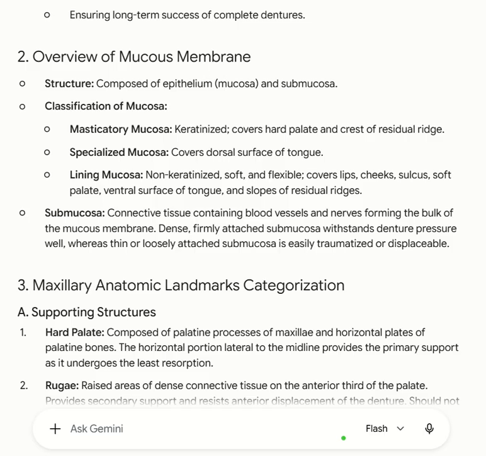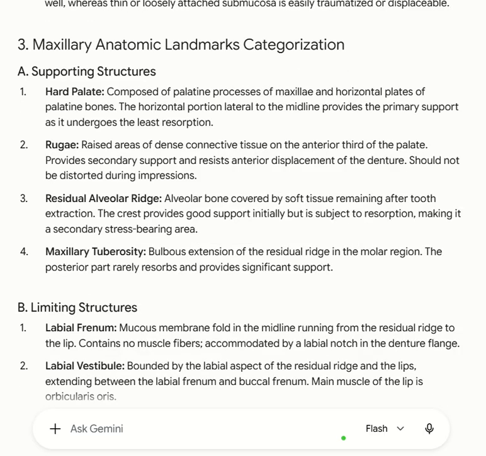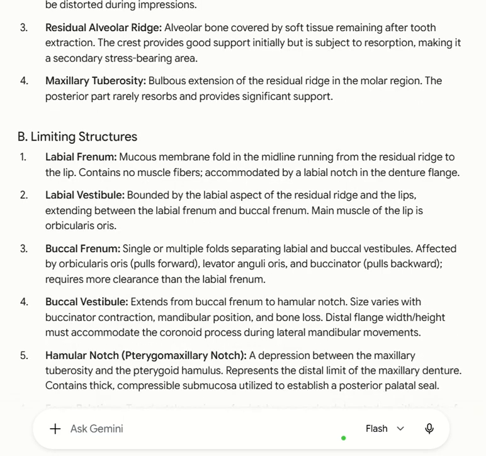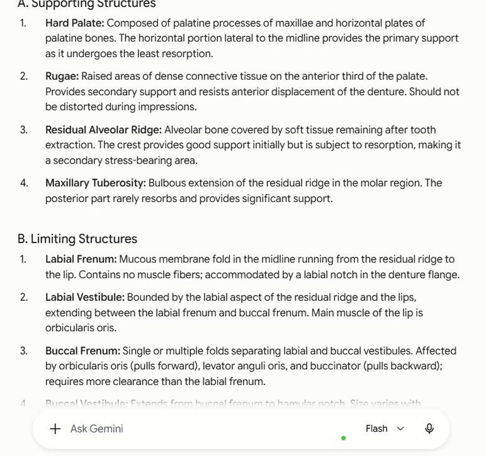3. Maxillary anatomic landmarks categorization. A. Supporting structures. Hard palate, composed of palatine processes of maxillae and horizontal plates of palatine bones. The horizontal portion lateral to the midline provides the primary support as it undergoes the least resorption. Rugae, raised areas of dense connective tissue on the anterior third of the palate. Provides secondary support and resists anterior displacement of the denture. Should not be distorted during impressions.